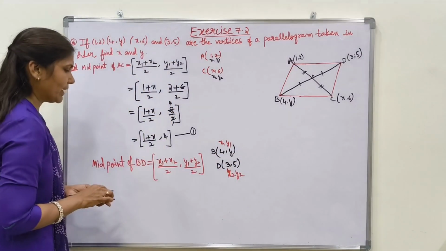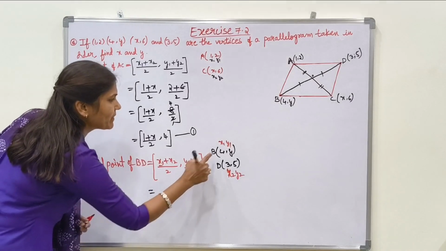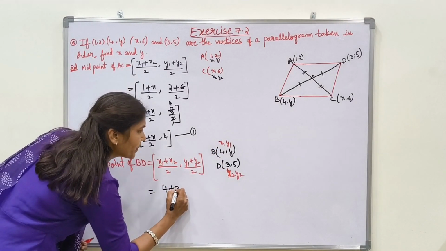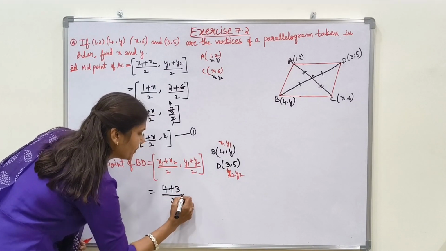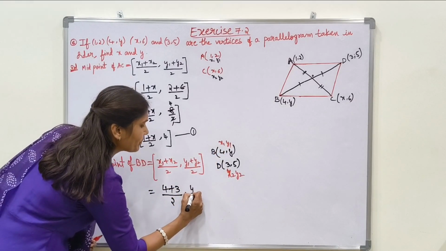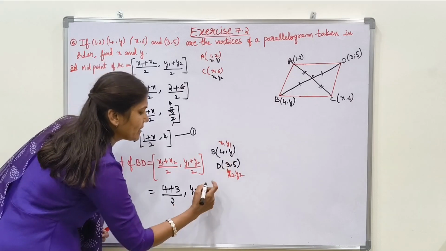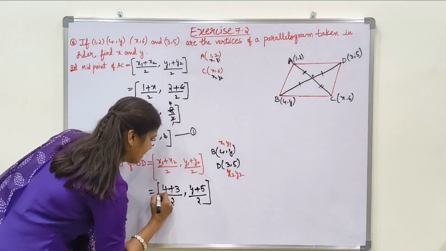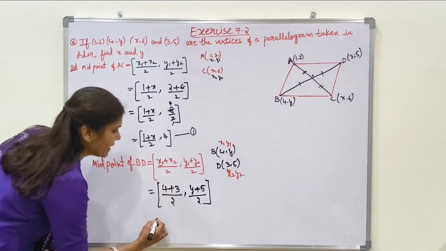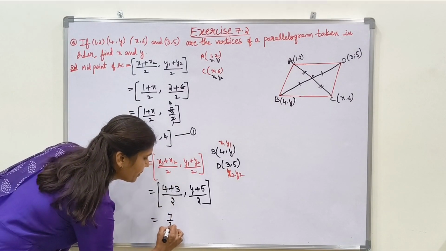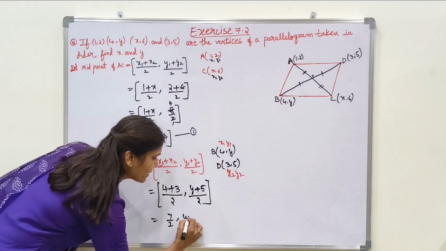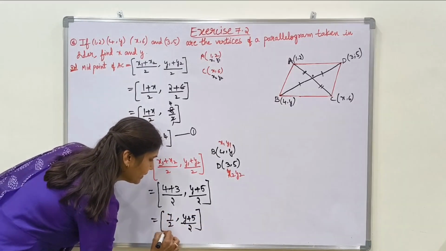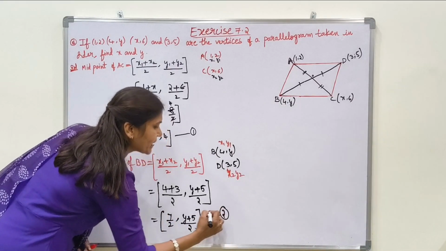Now you apply the values. x1 means 4 plus x2 means 3, so 4 plus 3 divided by 2. y1 means y plus y2 means 5, divided by 2. Simplifying, 4 plus 3 is 7, so 7 by 2 comma (y plus 5) divided by 2. Now we take this as the second equation.